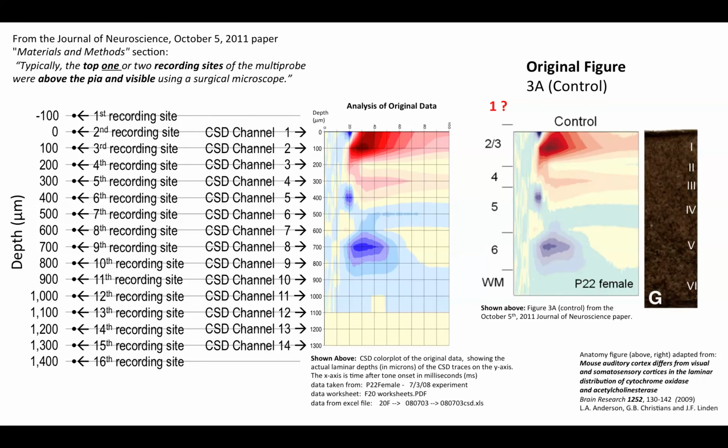Now I can do the same thing with figure 3a. This is with 1 recording site visible above. Here's with 2 recording sites visible above, and the sink just gets even more superficial, actually to an absurd degree.